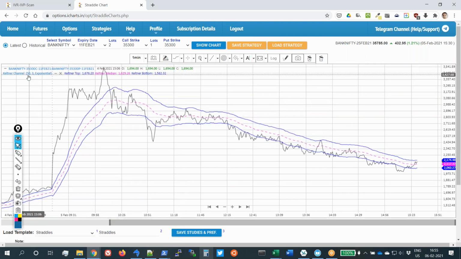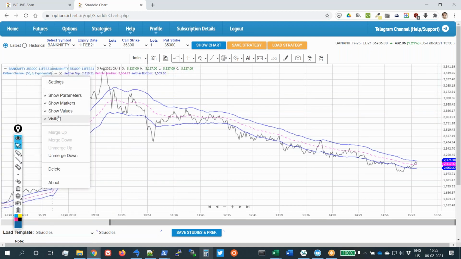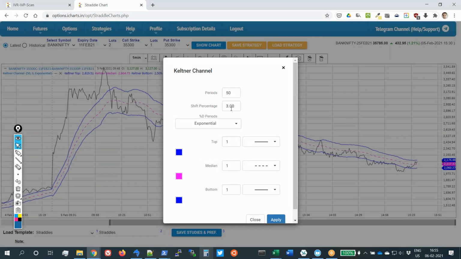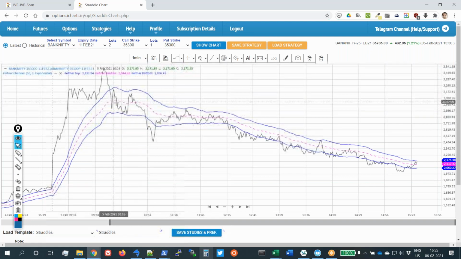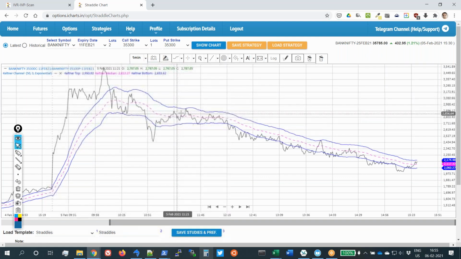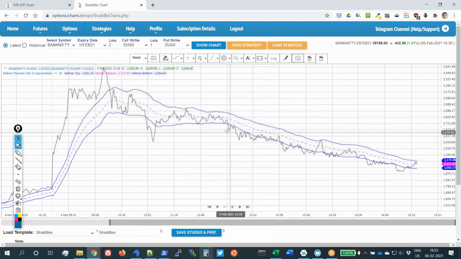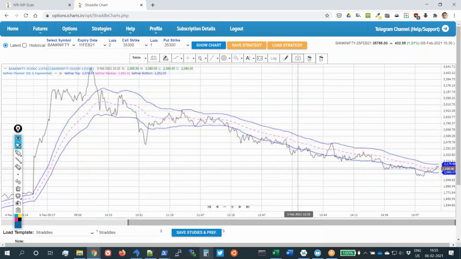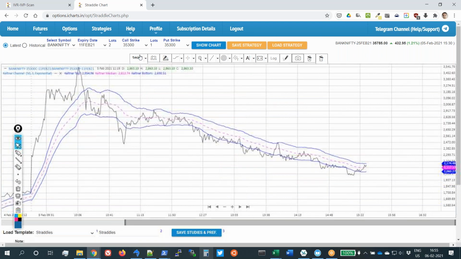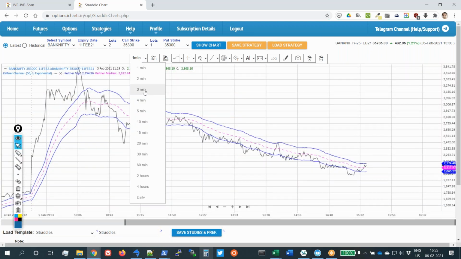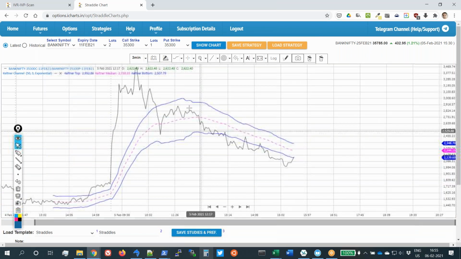See, I use this Keltner channel, 50, 3, exponential. As long as this line is within the channel or below that, then you are fine. You can sell this straddle. And as soon as it is going up, then it is time to adjust or do whatever. Of course, you don't do this in 1 minute. For intraday, I have 3 minutes or 5 minutes.